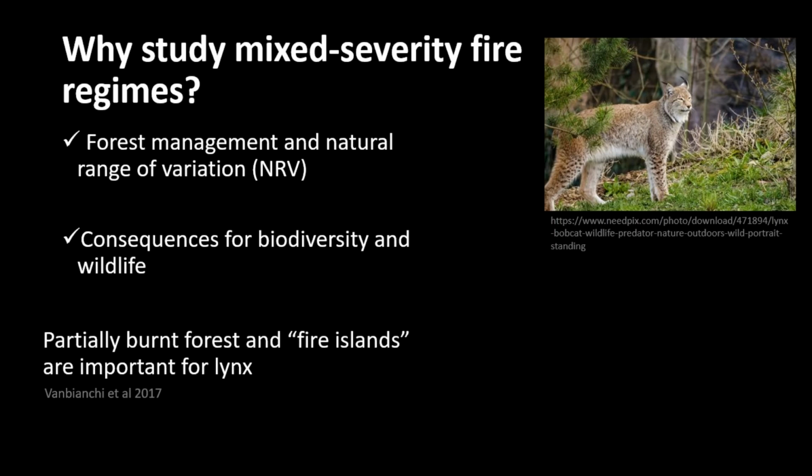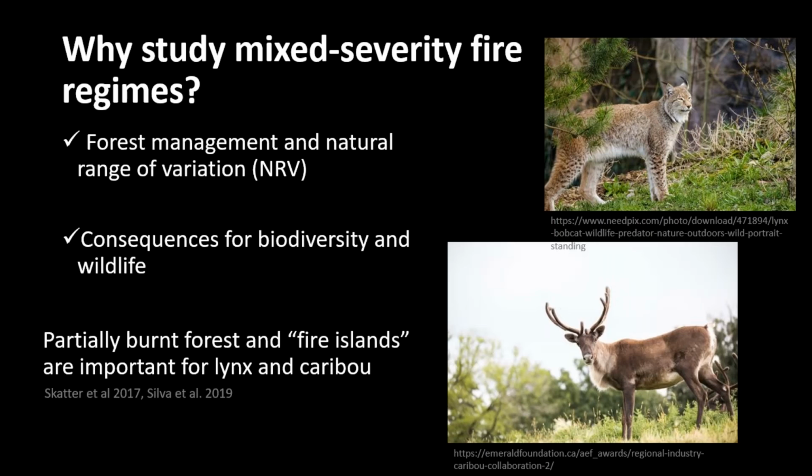Lynx has been shown to use partially burned forests and fire islands very fast after a fire. So a mixed severity fire will offer more habitat to the lynx than a very high severity fire that burns everything within its perimeter. And this is true as well for caribou. So if we have unburnt patches, they will probably sustain older trees that maybe have more lichen. There will be some clearing of the forest in terms of light that might facilitate the regeneration of lichen cover. So all of these dynamics are extremely important for these and other species as well.